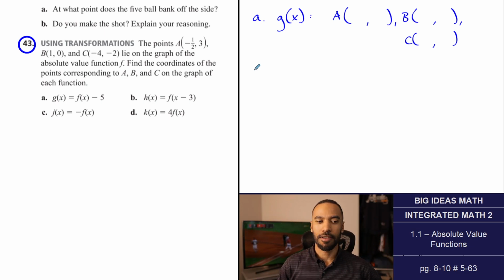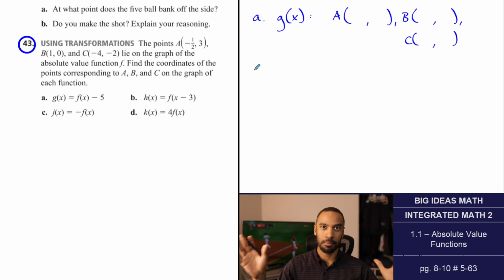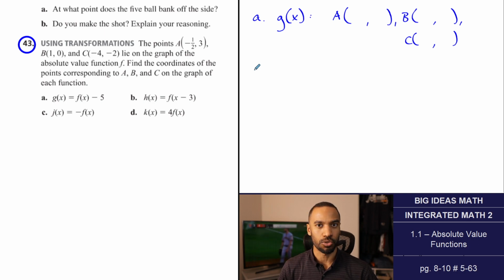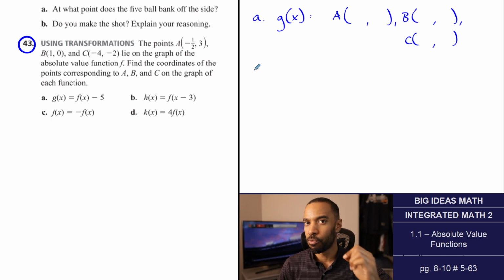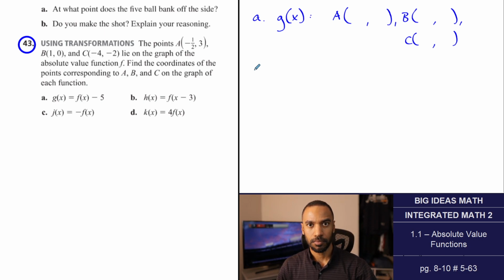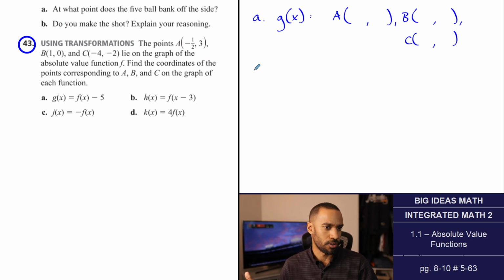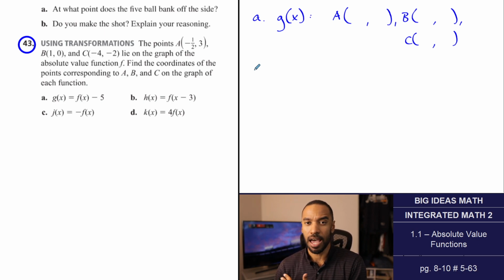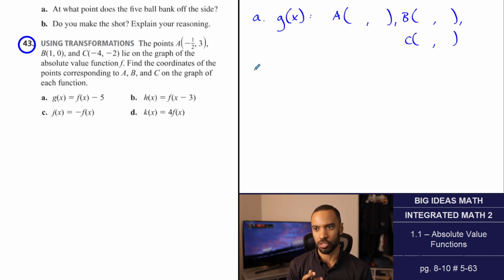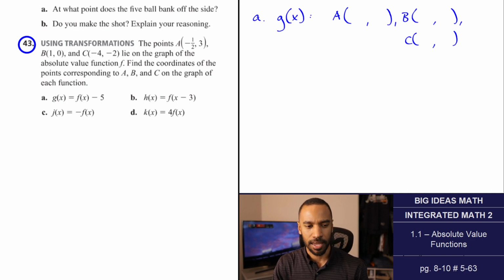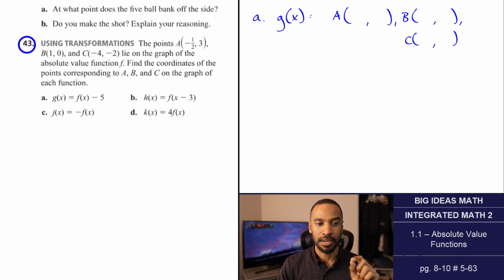See, f of x is some function, and I'm not determined in figuring out what the actual function equation is. That doesn't matter. What matters is how you are transforming the function. They say it's an absolute value function f. I don't care what it is, but how the function reacts based on a, h, and k can help us determine that. So on A, you see this f of x minus 5.